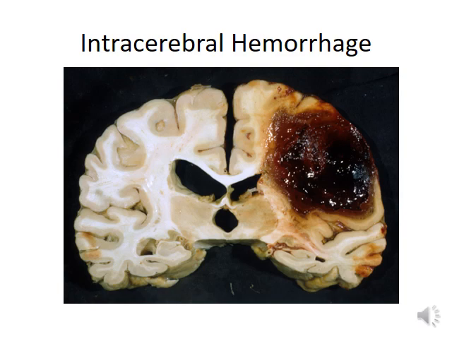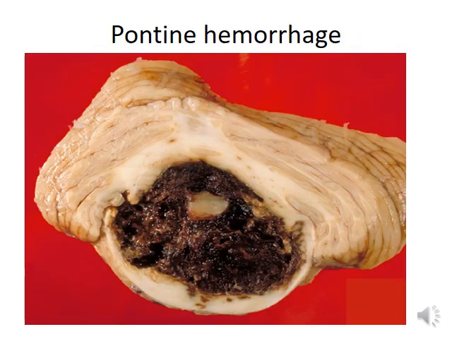Macroscopic picture of intracerebral hemorrhage. Here it shows the hemorrhagic mass intracerebral. Macroscopic picture of pontine hemorrhage. It shows the hemorrhagic mass or the clotted blood inside the pons.